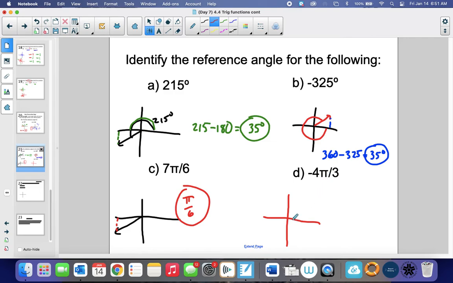And negative 4 pi over 3. Normal 4 pi over 3 would have been in the third quadrant, so I'm going to go all the way around to here. My reference angle is this, and once again the denominator is a 3, so I know that this is creating that pi over 3 triangle.